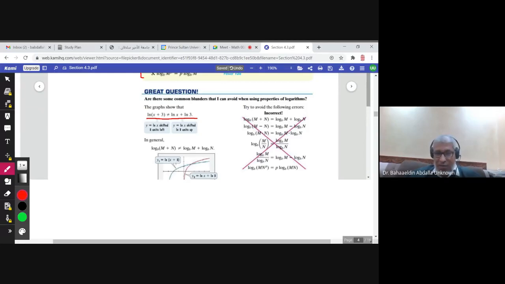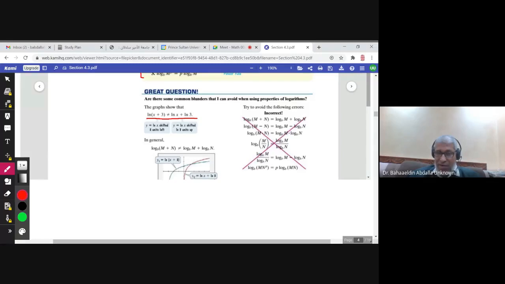This is the graph of ln x plus 3. What happens? 3 units to the left. It is similar to the graph of ln x, but you take the graph 3 units to the left. While this one, ln x plus ln 3, is the same as ln x, but there is a vertical shift. And you move the graph ln 3 units up.